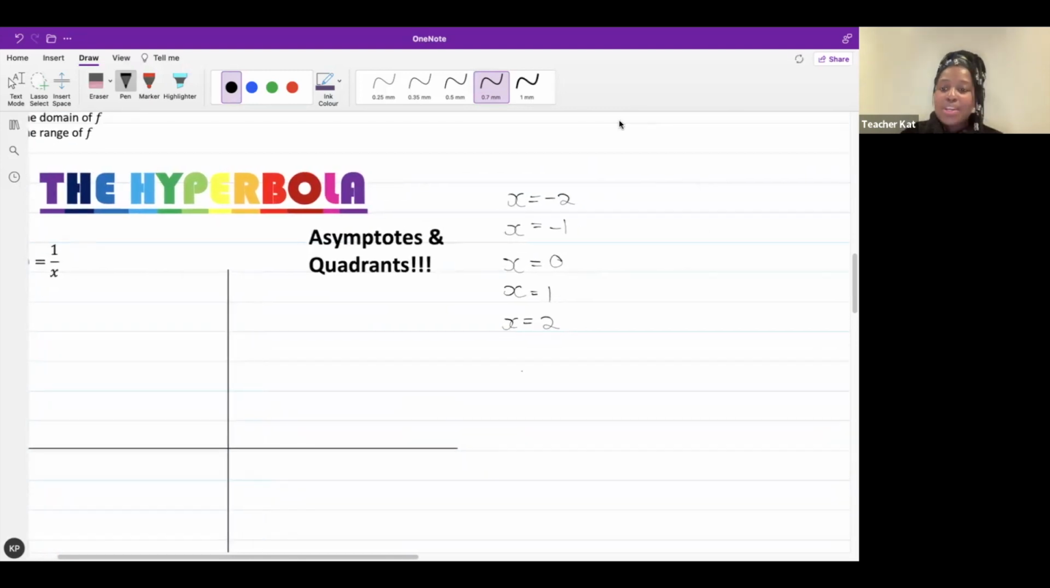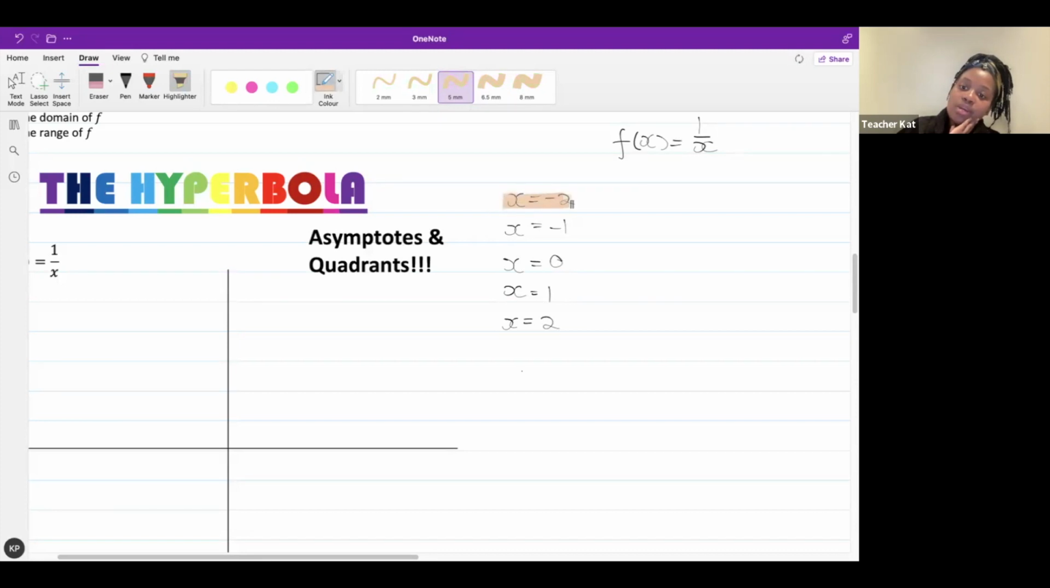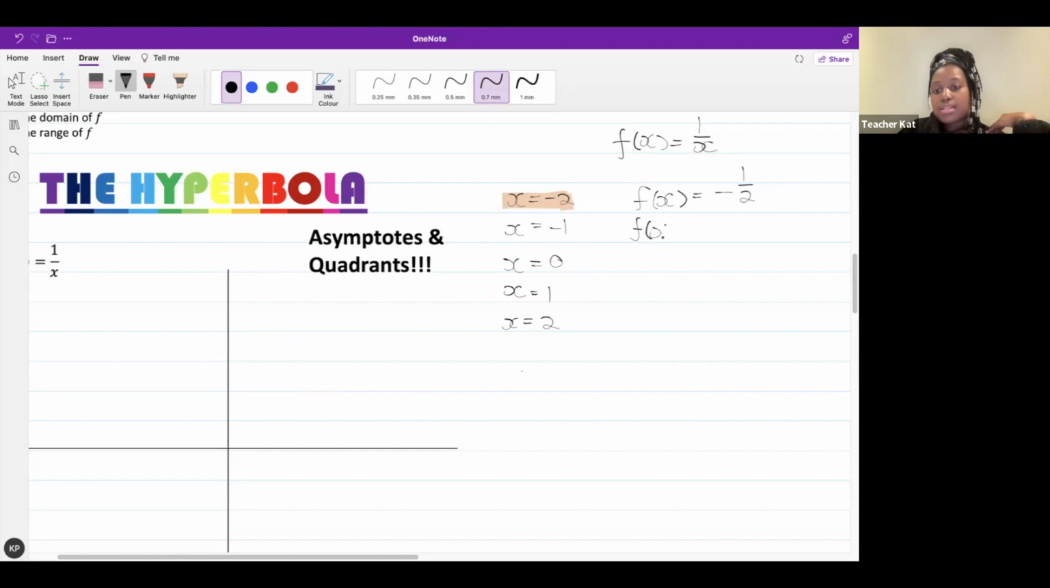Okay. So our equation is f(x) is 1 over x. So I'm just going to substitute the x values I have over here into my equation of 1 over x. So let's get going, okay? First one, f(x) is just -1/2. Simple, right? Second one, f(x) is 1 over -1, this is -1.